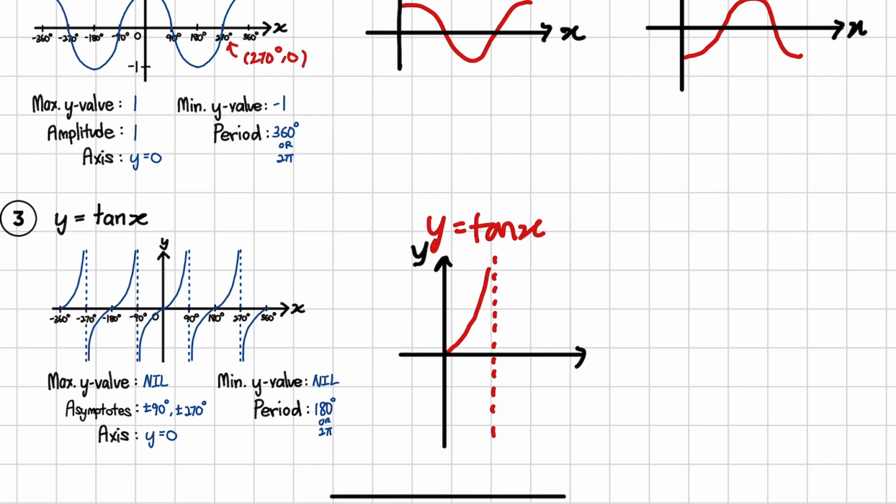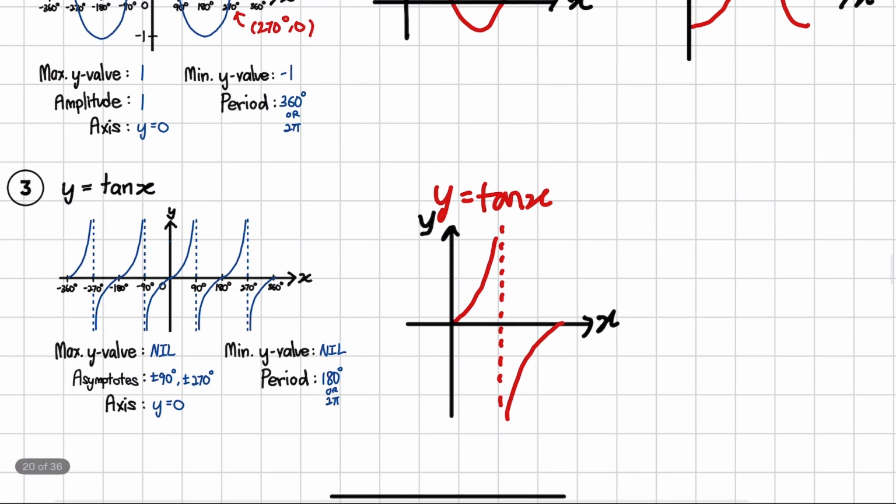So this is the basic shape of your tangent graph. It always starts from 0, goes all the way up to infinity, and doesn't touch the asymptote. Then after that, it starts all the way back down from negative infinity back to this point here. This is one cycle, and the cycle repeats for the tangent x graph.